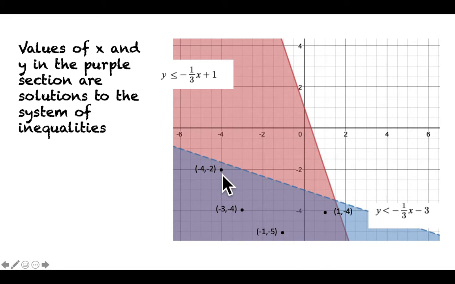The point -4, -2 will satisfy both inequalities. The point -3, -4 will satisfy both. The point -1, -5, and the point +1, -4. All of those points, as well as many others, will satisfy both inequalities. There will be a situation on your homework where you will need to look at a graph like this and extract points that satisfy the inequalities. So that's why we're practicing that a little bit.